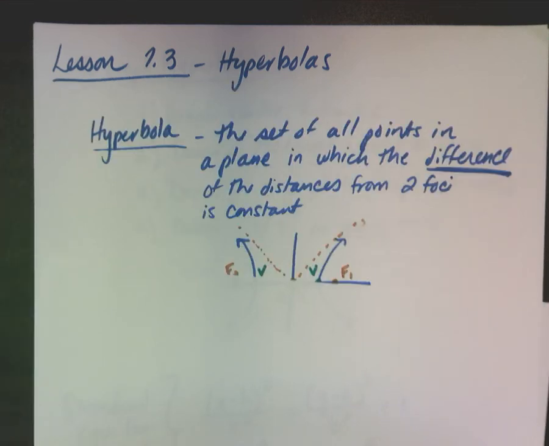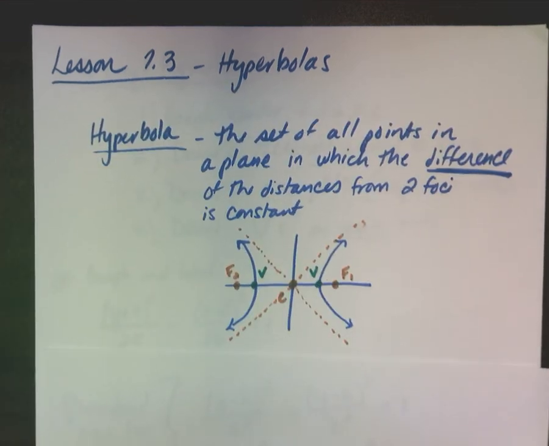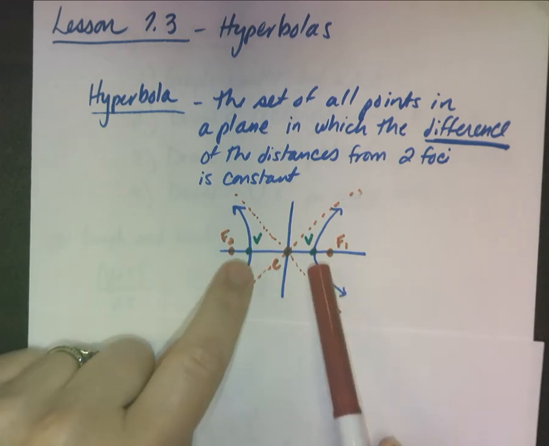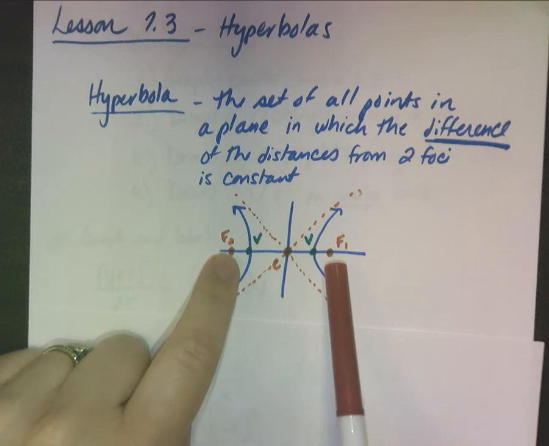So a hyperbola is the set of all points in a plane in which the difference of the distances from 2 foci is constant. The differences from 2 foci is constant, okay? So you are going to have what looks like 2 parabolas. You're going to find their vertices, each one. And each one has a foci.